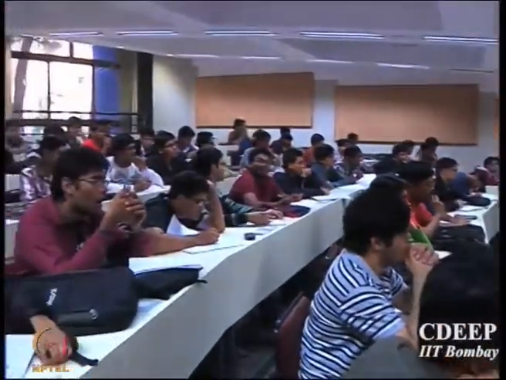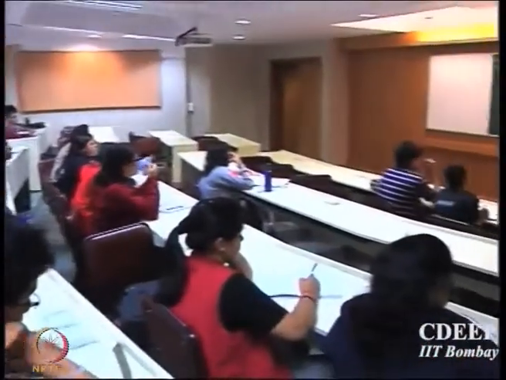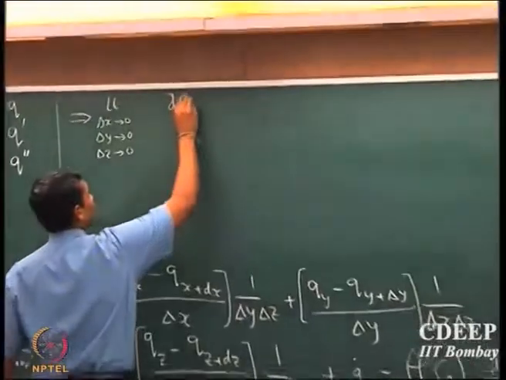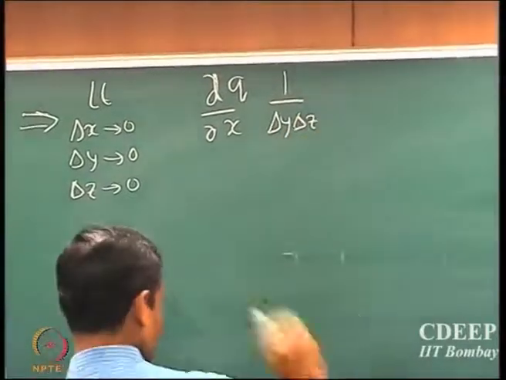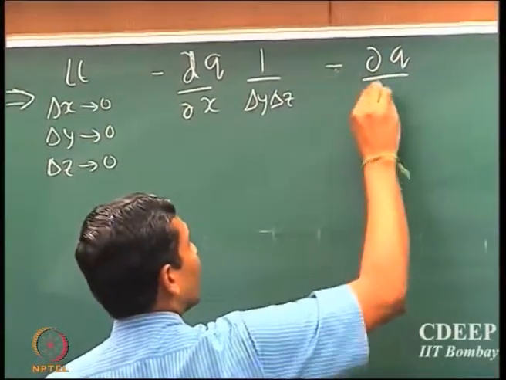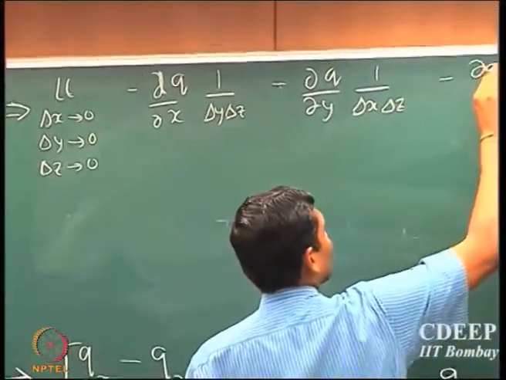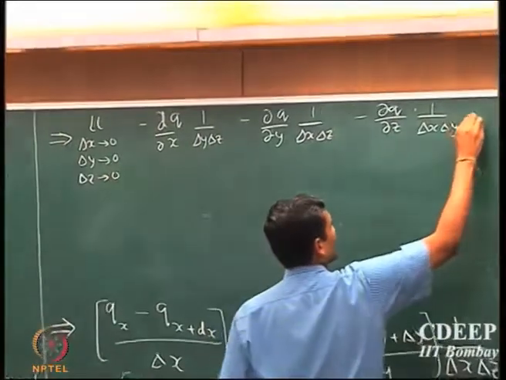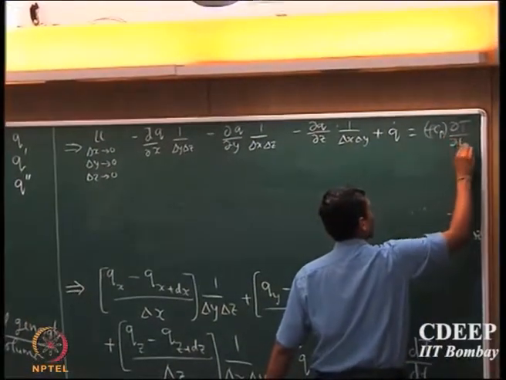So when I say that the limit delta x goes to 0, delta y goes to 0, and delta z goes to 0, we can write this as dq by dx, 1 by delta y delta z, minus dq by dy, 1 by delta x delta z, minus dq by dz, 1 by delta x delta y, plus q dot. Okay.